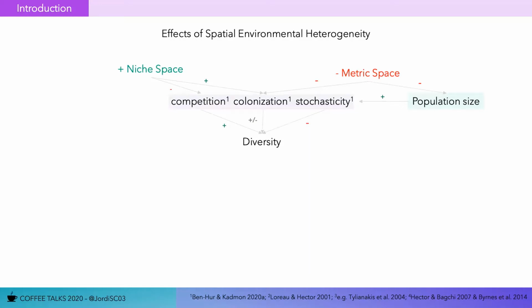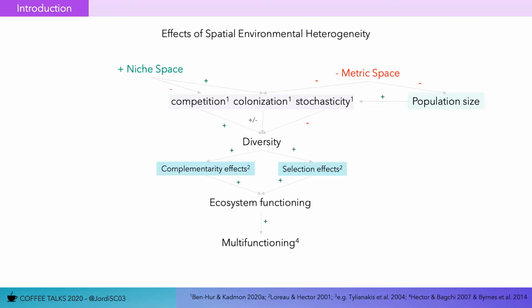Different studies, or there is a tradition of studies, have shown that these two effects actually allow us to connect diversity with ecosystem functioning. That is, the effects that diversity has on the movement of matter and energy in ecosystems. And from there we go to multifunctioning, which is where you get all the functions in an ecosystem together. So you have a general sense of how much matter and energy is moving in this ecosystem.